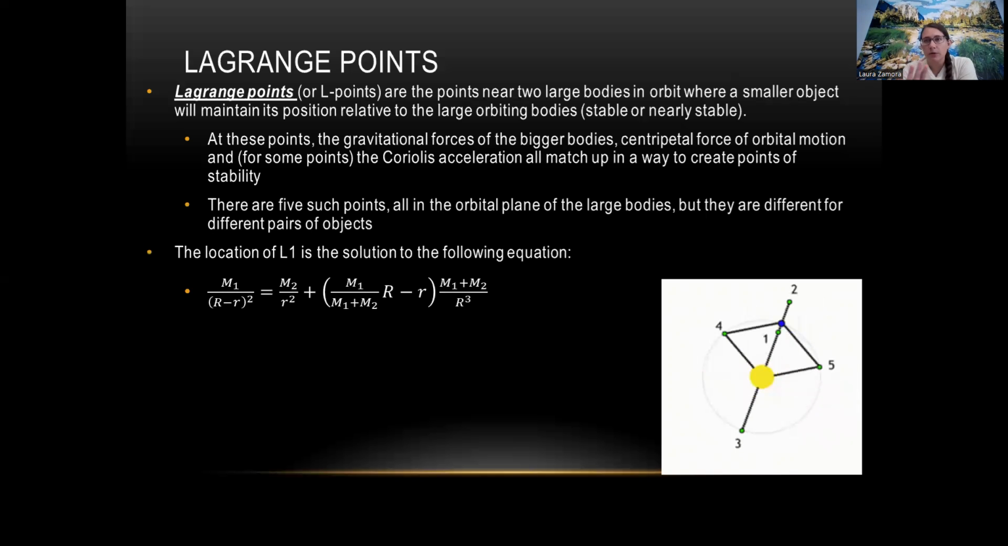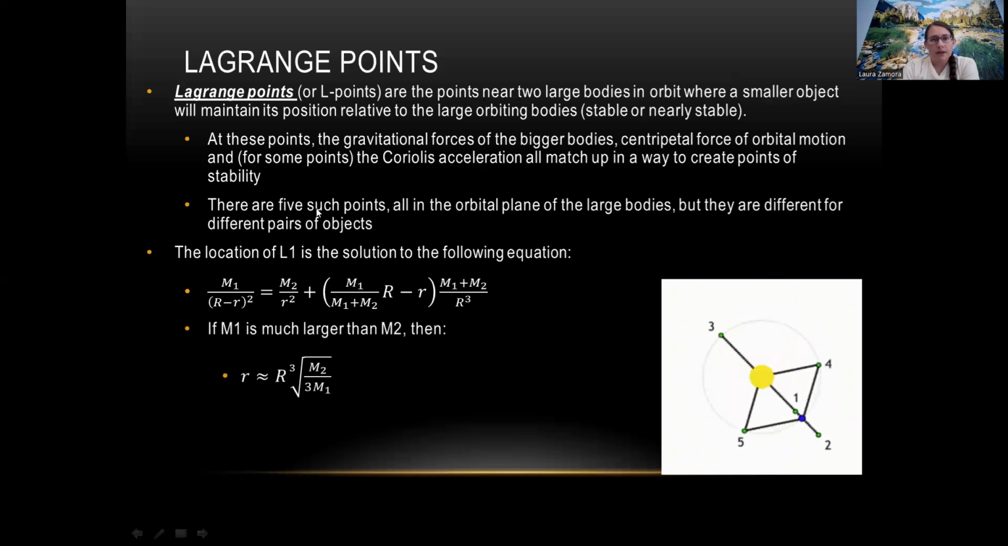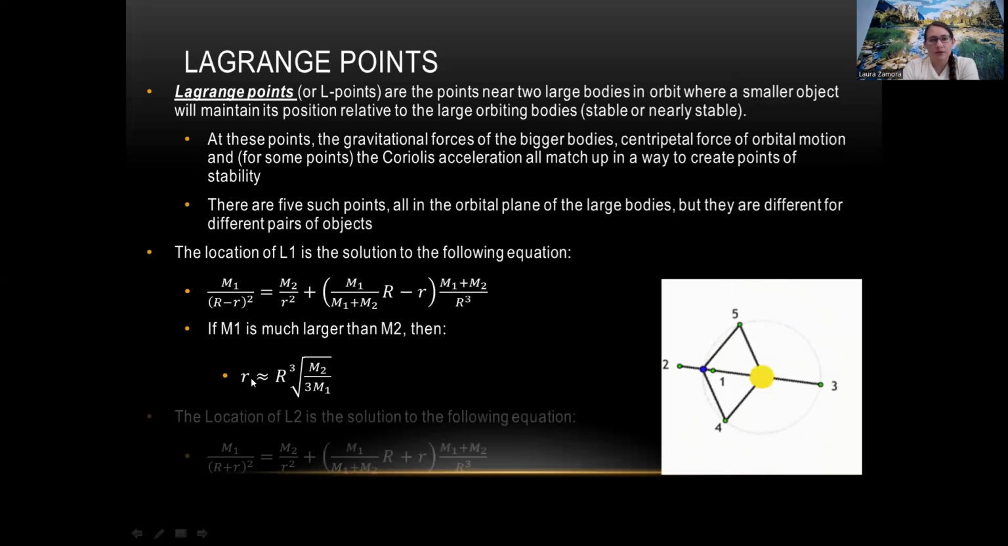Okay, so we're not going to go through all of this math. It's just if you're curious as to how we find these Lagrange points, here's how we can solve for them, right? Based on what we know about gravity. And if we have the case where mass 1 is much larger than mass 2, like we would for the sun and the Earth, we get this sort of result.